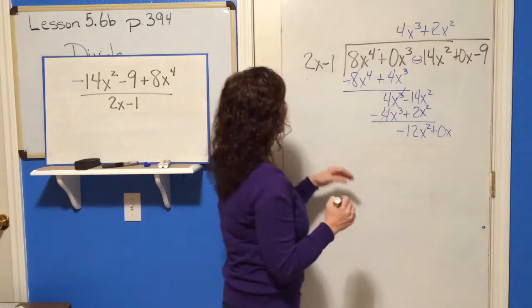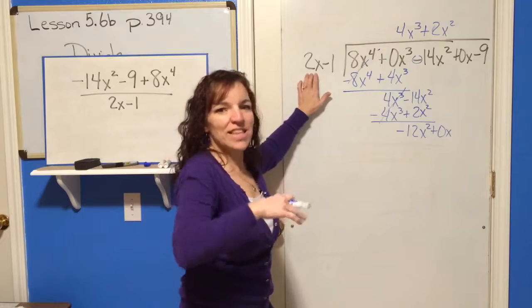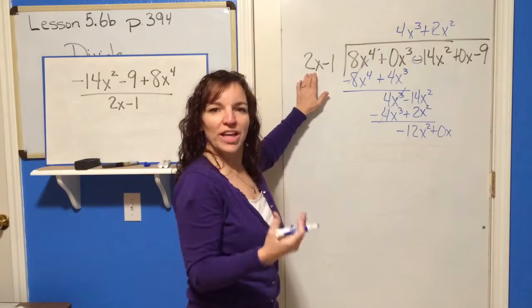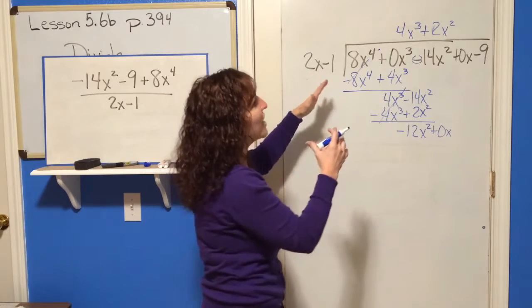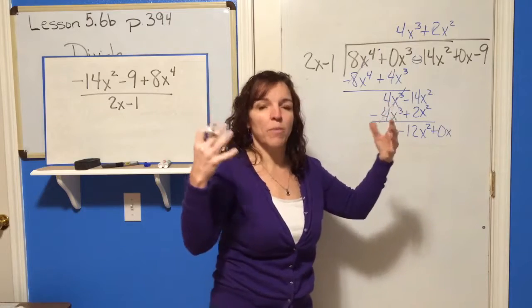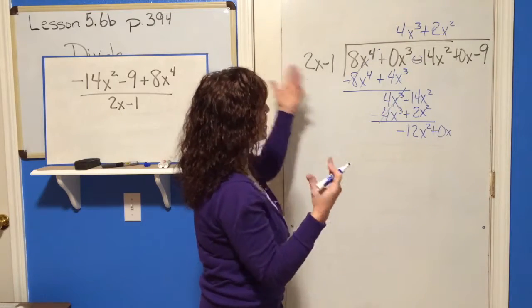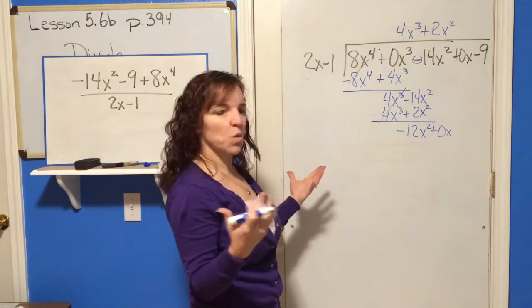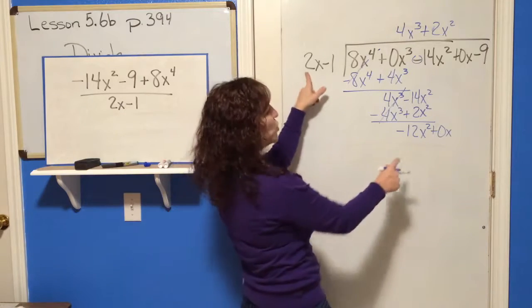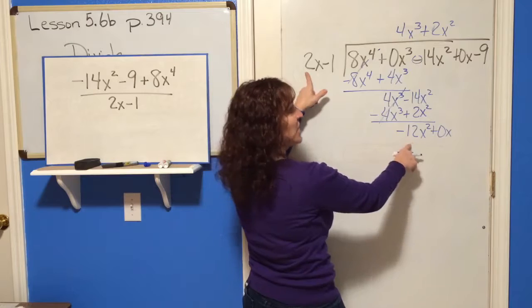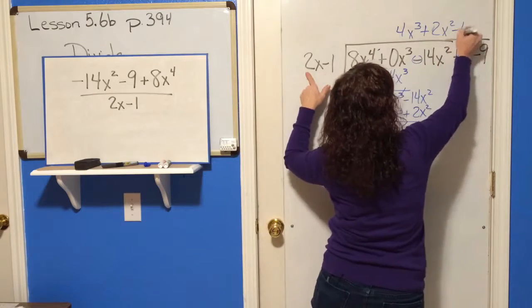Bring down a 0x. Now same thing again. Do you see that it's the same thing over and over again? If you can look at it and not think, oh, we've got this huge problem, but just look at each small problem. I can do this small problem. How many times does 2x go into negative 12x squared? That's easy, right? 2 times a negative 6 is negative 12, so negative 6.